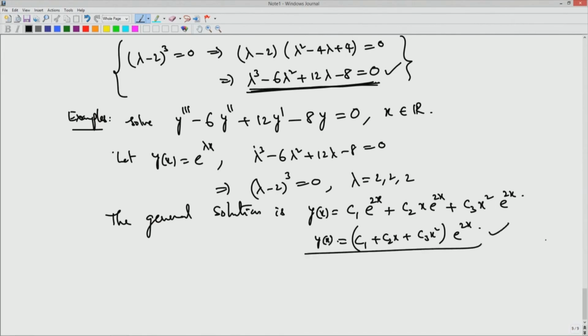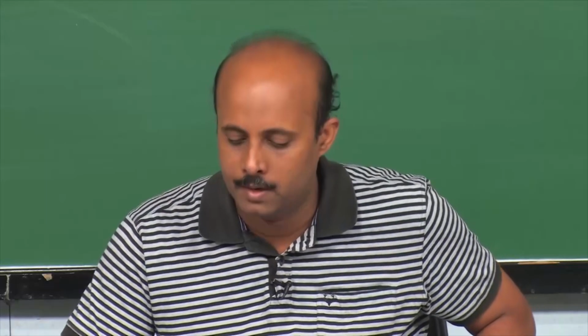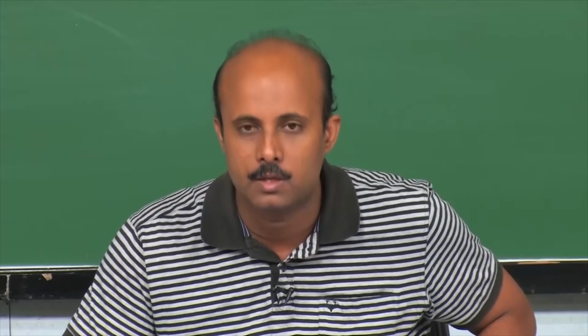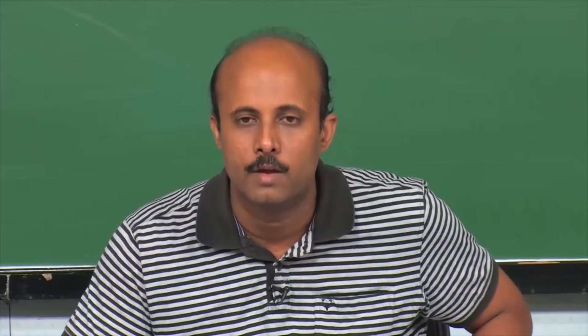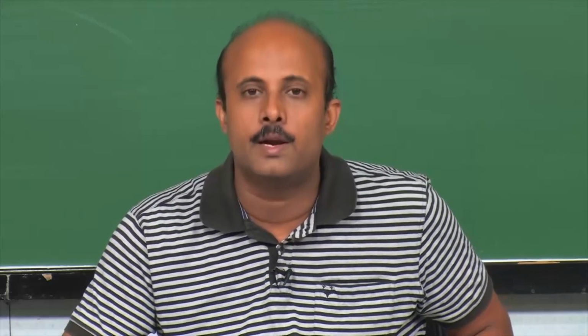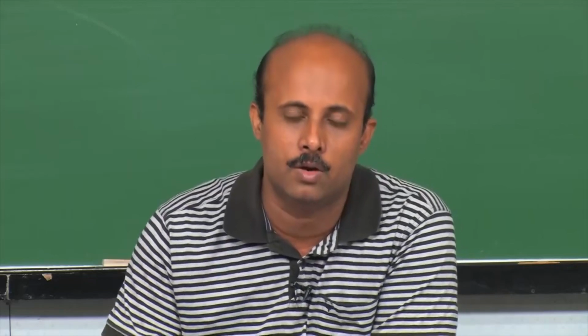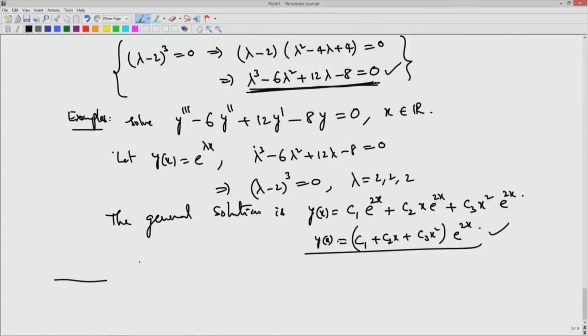This is how, if some of the roots are repeated, you know how to find linearly independent solutions. If it is third order, 3 linearly independent solutions. Finally, if you want a general solution, just find the linear combination of all these linearly independent solutions. That will give you the general solution.